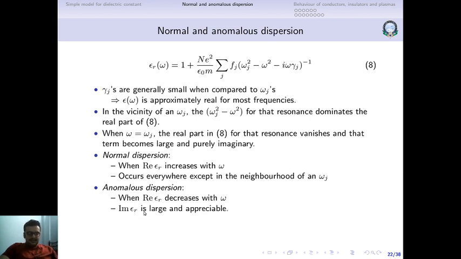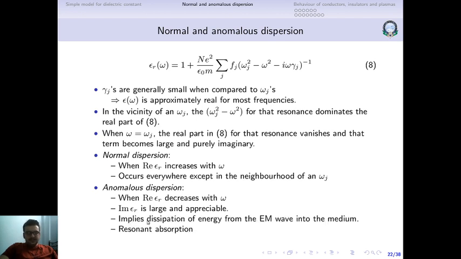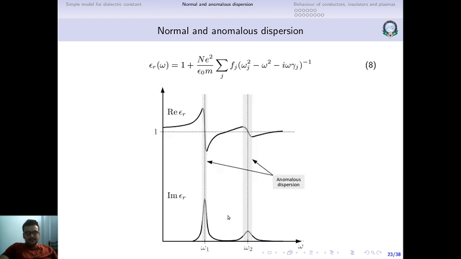At anomalous dispersion, the imaginary part of the dielectric constant becomes large and appreciable. The moment we have an imaginary part of the dielectric constant, it implies a dissipation of energy from the electromagnetic wave into the medium, and that's why we call it resonant absorption. So in this diagram, this shaded region is the anomalous dispersion part.